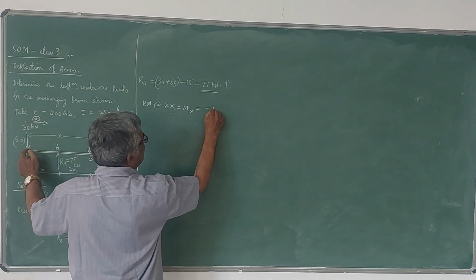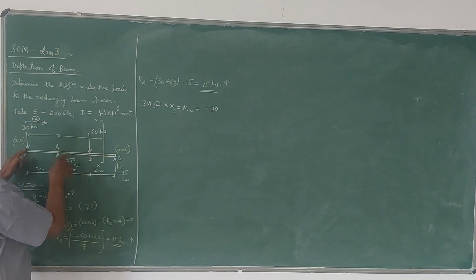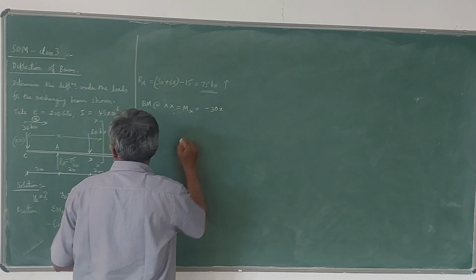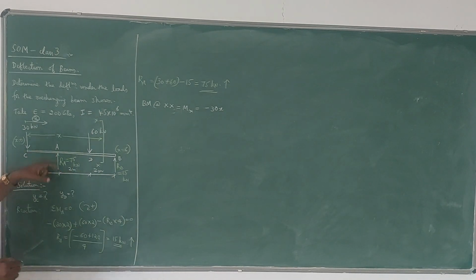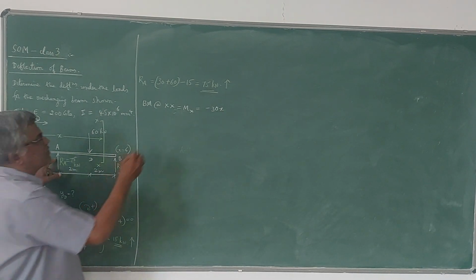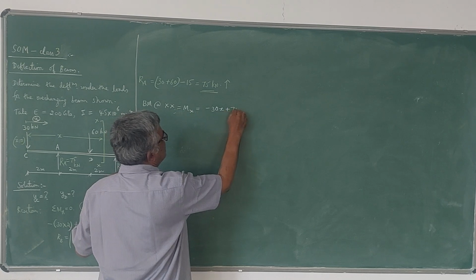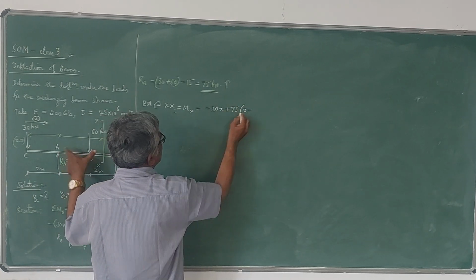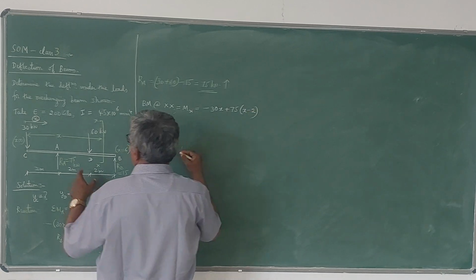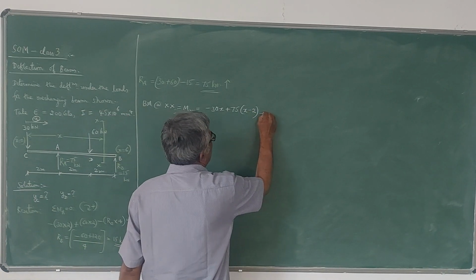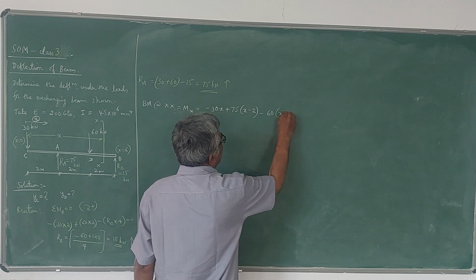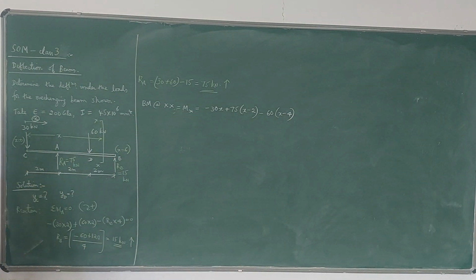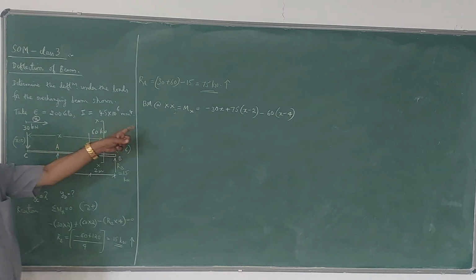So minus 30 into distance from the 30 kN to section xx, which is x: minus 30 into x. Then you have this reaction RA upwards, plus 75, and the distance is x minus 2, the distance from A to xx. Then you have 60 kN downward, minus 60 into x minus 4, the distance from B to xx. So this is the bending moment expression.